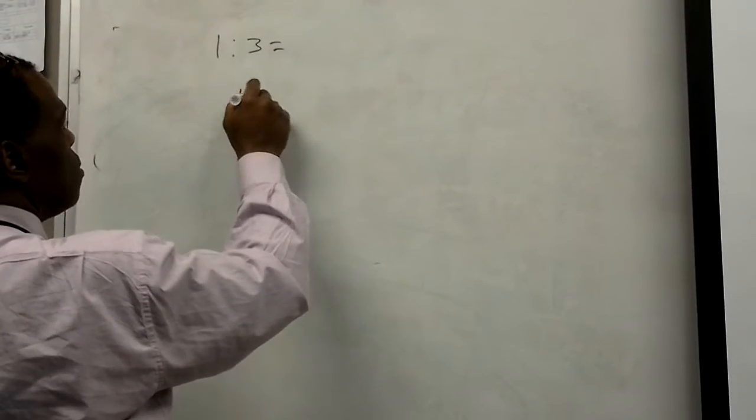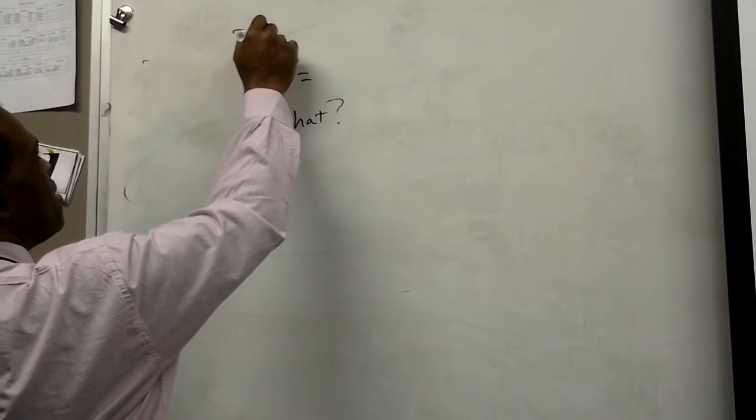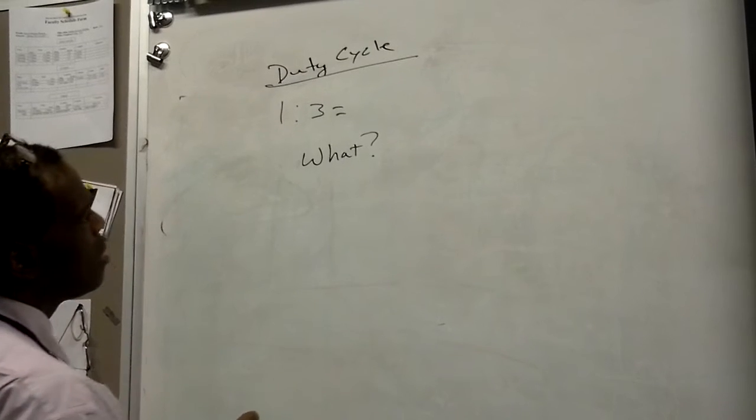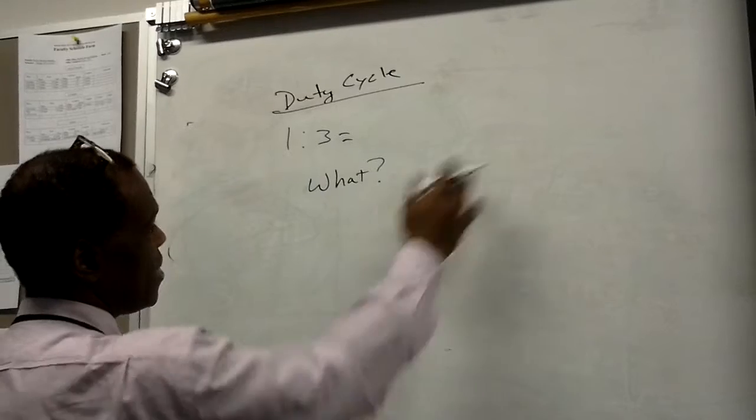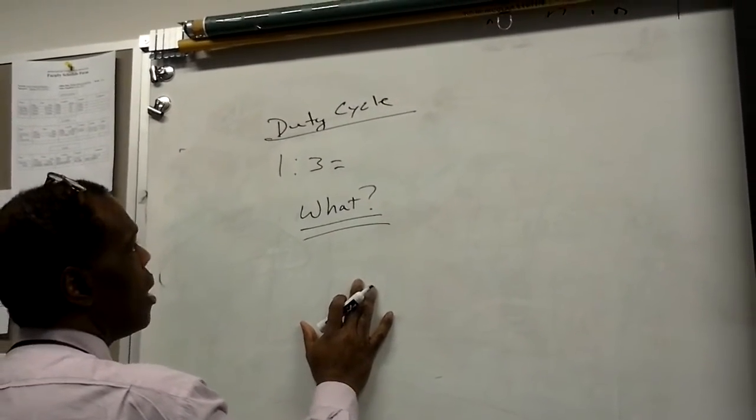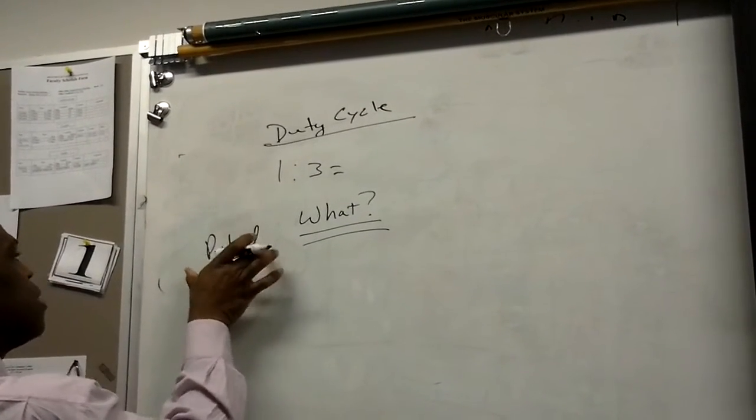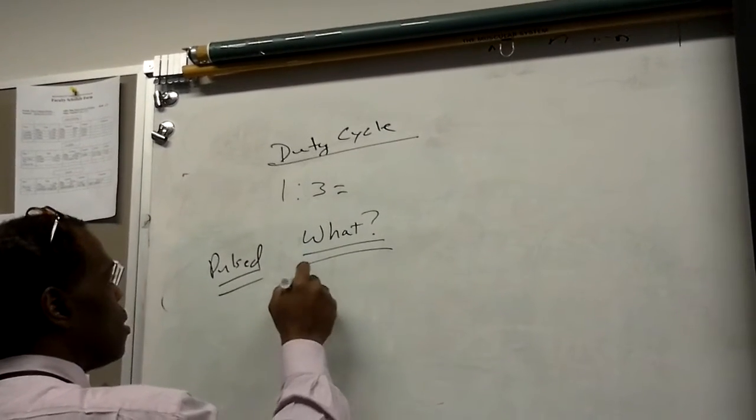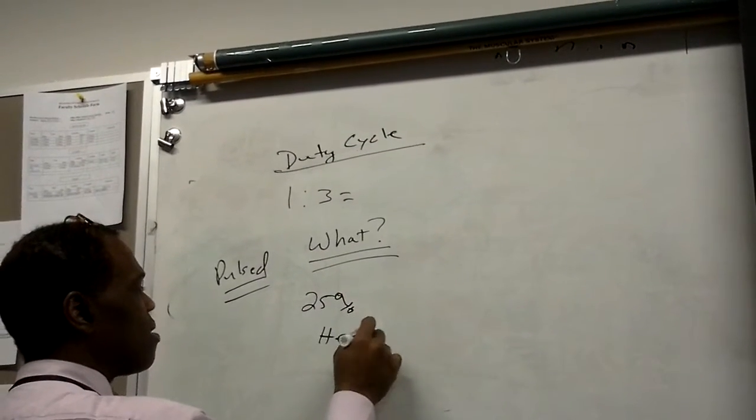What am I looking for? BNR. What is it? It's pulse. Looking for a pulse. Okay. Pulse refers to what? 25% of the heat. 25? To the heat. 20%. He said 25% of the heat that's coming out.